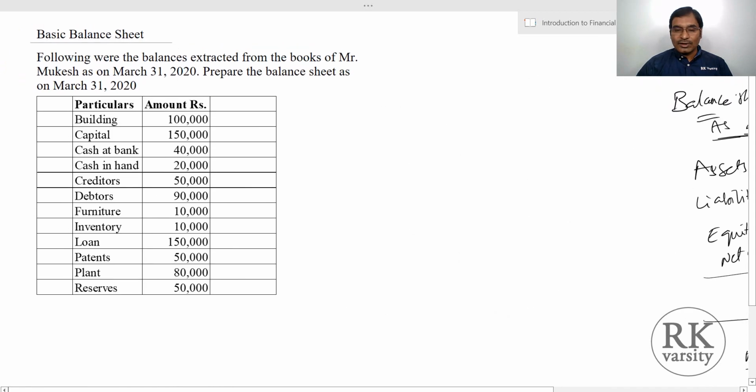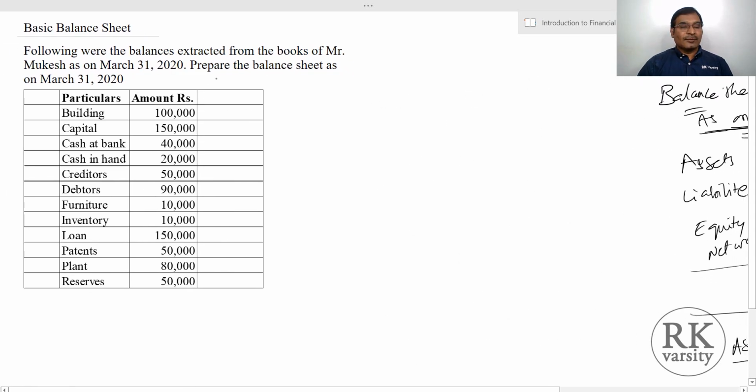So we look at the example here. From the following balances extracted from the books of Mr. Mukesh on March 31st, 2020, prepare the balance sheet as on 31st March 2020.